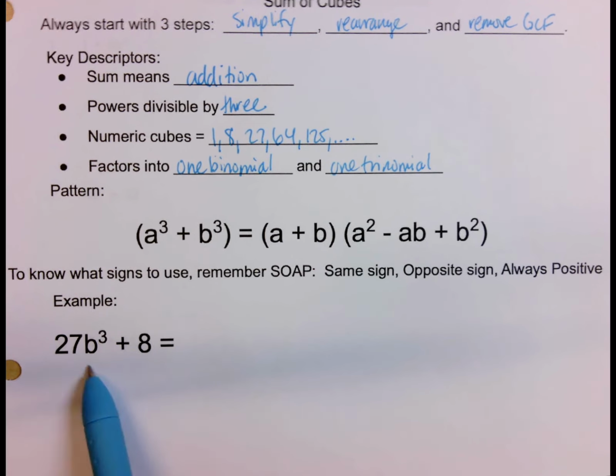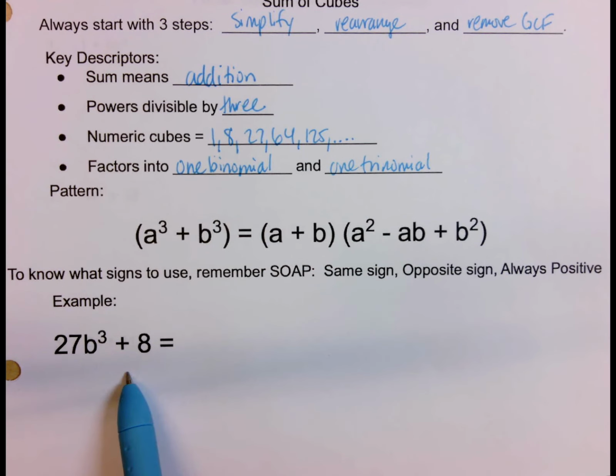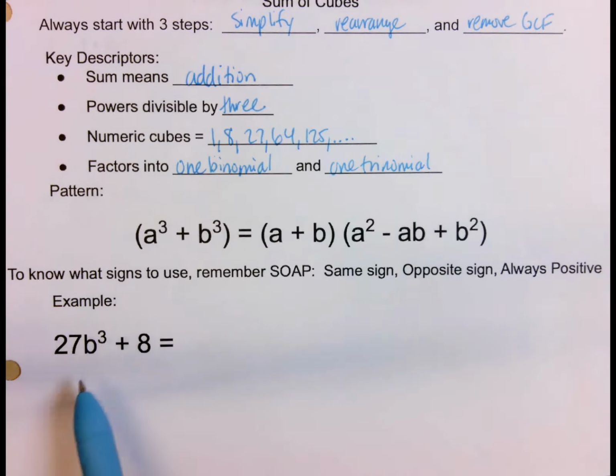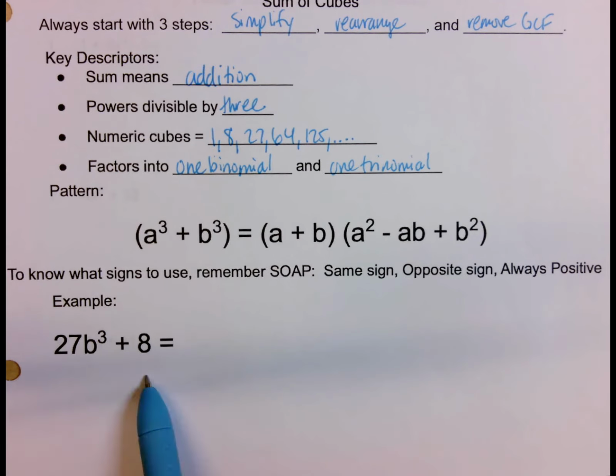So first off we need to check for simplify, and it has already been combined. Rearrange, it is in standard form, and remove a greatest common factor. There is no greatest common factor here. So we can go ahead and get started.